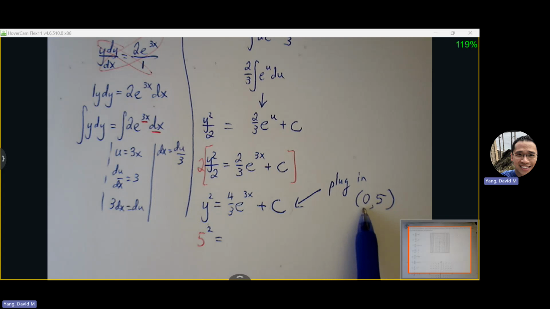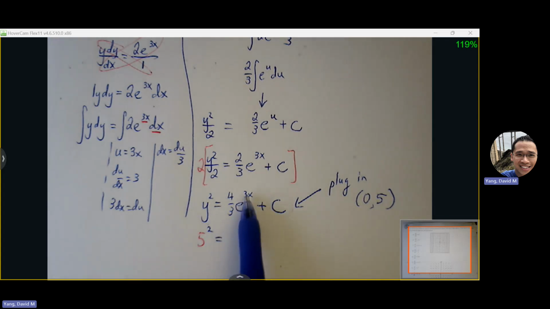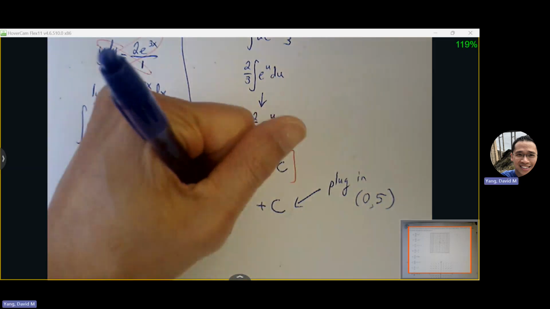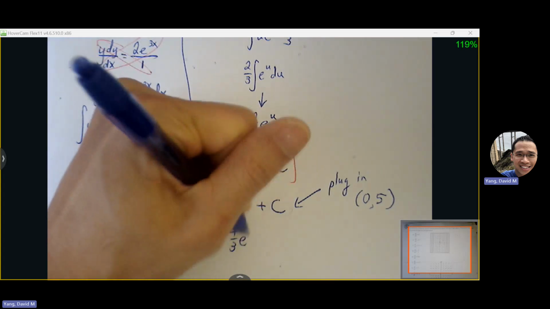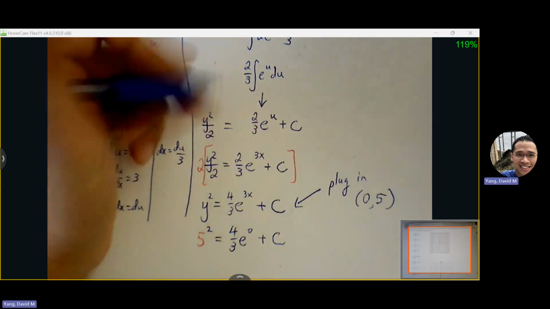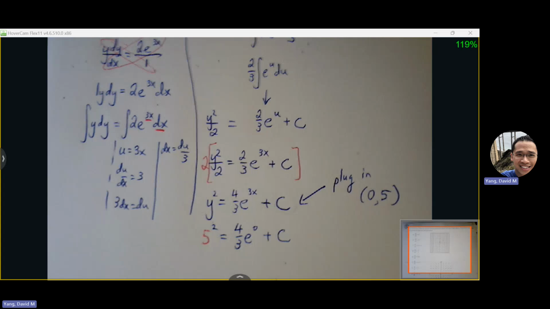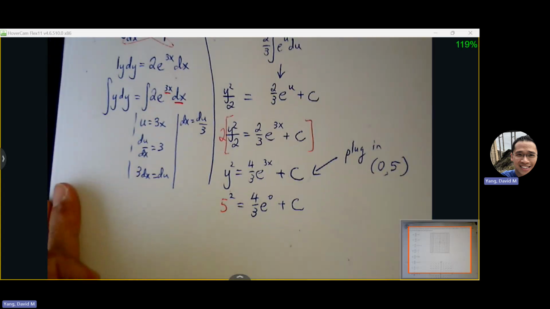Careful that we don't just assume that 0 will wipe everything out, right? E to the 0 is not going to be 0. E to the 0 is going to be what? 1, right? And then 1 times 4/3 is still 4/3. So just be careful that we don't make too big of an assumption that 0 is just going to make everything 0.